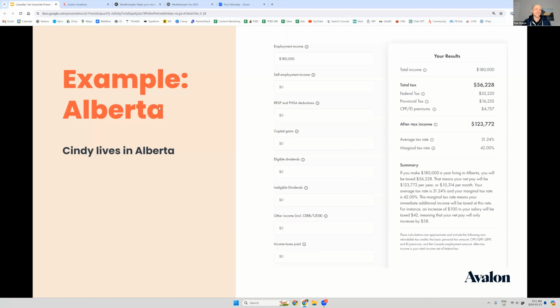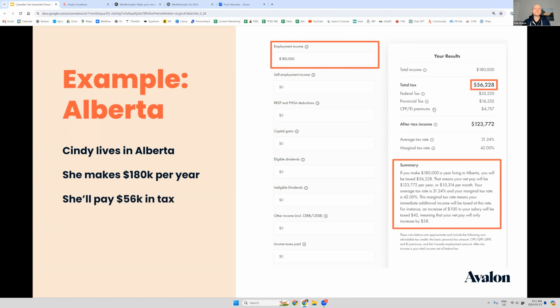So Alberta is one of the lower provincial tax rates. So I want to give a demonstration of how this works. So let's say Cindy lives in Alberta, and you can see she earns $180,000 in employment income. She probably works for Cenovus or, I don't know, one of the oil companies is my guess. She's going to pay $56,000 in total tax in the year. And that's a combination of federal income tax and provincial income tax.